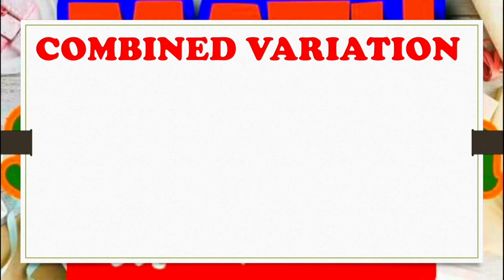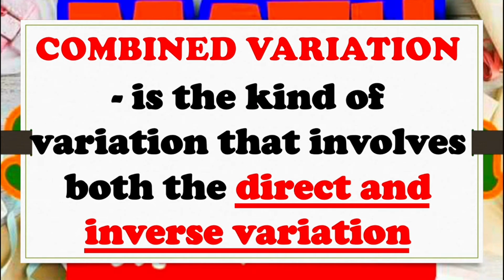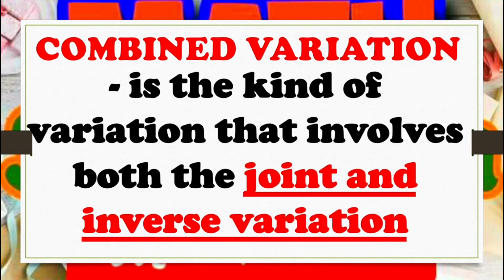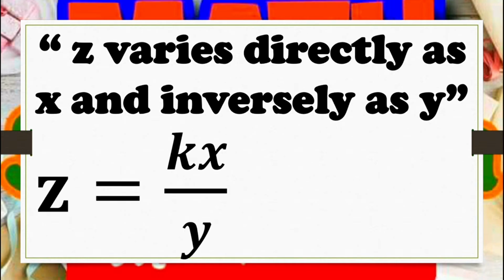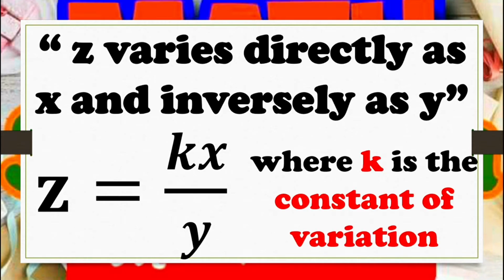And to start, let us define a combined variation. Combined variation is the kind of variation that involves both the direct and inverse variation. It is also the involvement between the joint and inverse variation. So this statement that represents our combined variation is z varies directly as x and inversely as y, which mathematically can be translated into z is equal to kx all over y, where k is the constant of variation.